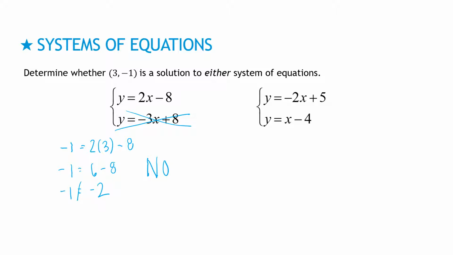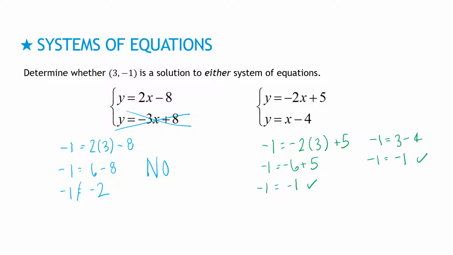On our second example, I would replace y with -1. I would replace x with 3, and then simplify. -2 times 3, -6. -6 plus 5 is -1, so it checks out for the first equation. Because it checked out for the first equation, I'll check the second equation. -1 equals 3 minus 4, and then 3 minus 4 is -1, and so it worked for both, and so my answer is yes.